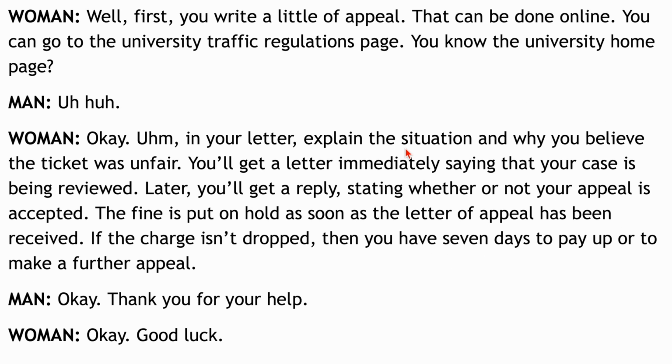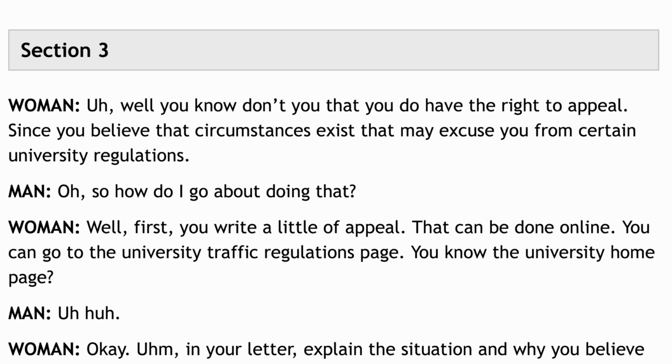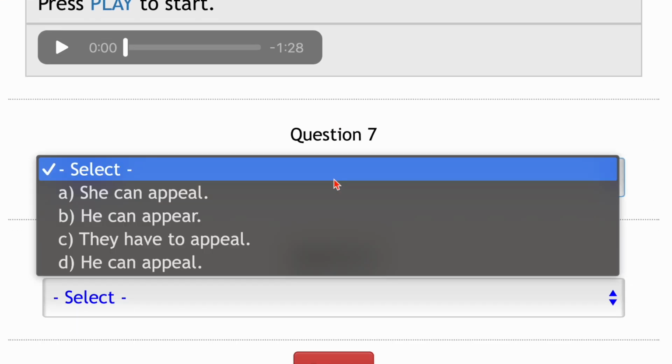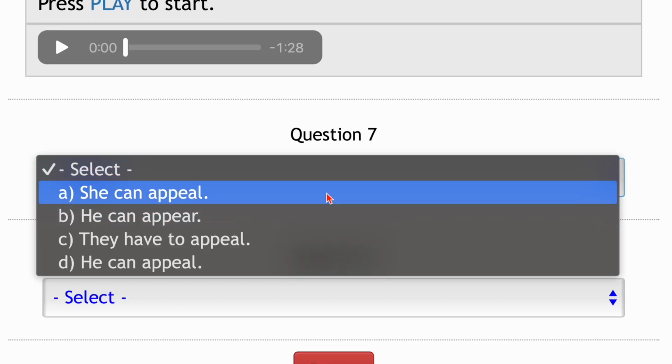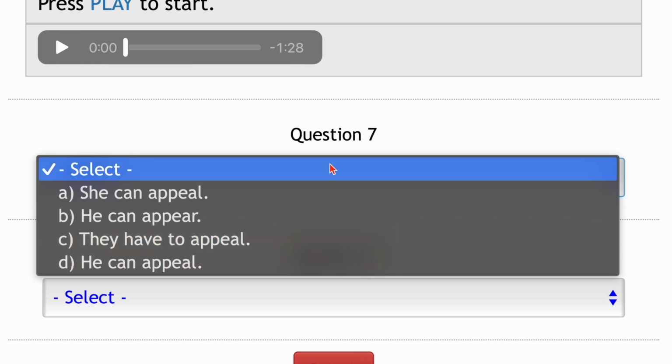What about number 7? What does the woman say the man can do? He can appeal. She can appeal. He can appear. They have to appeal. He can appeal. Okay, probably this is a question just on words here.